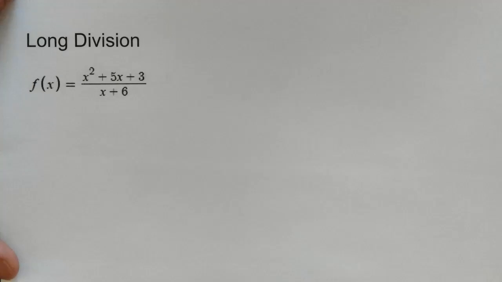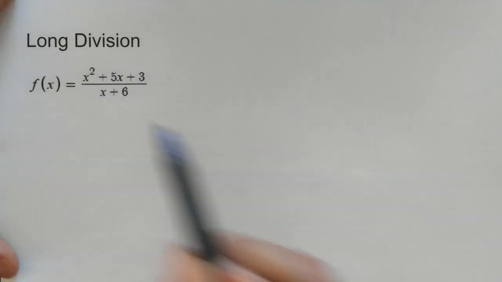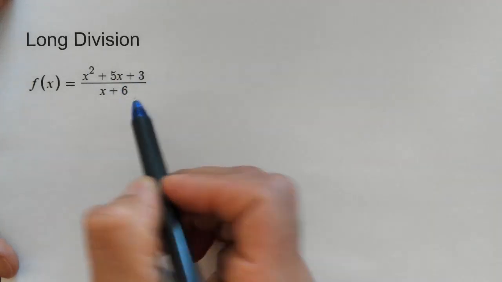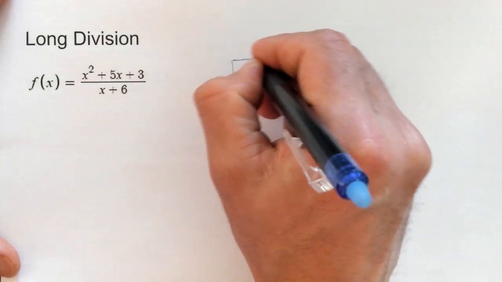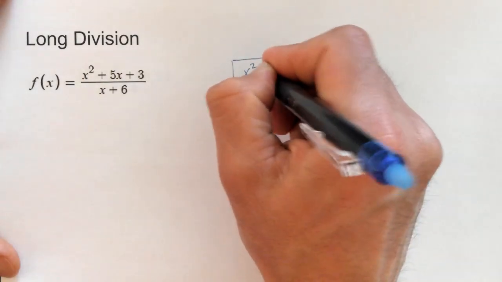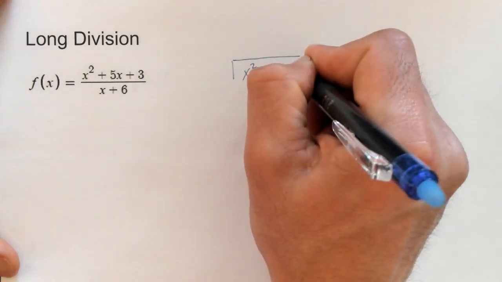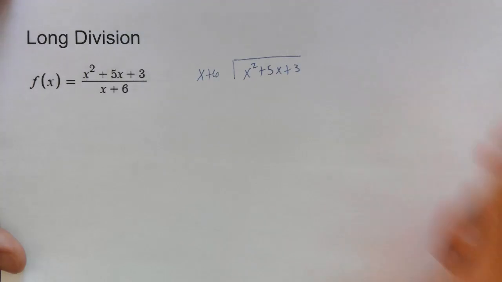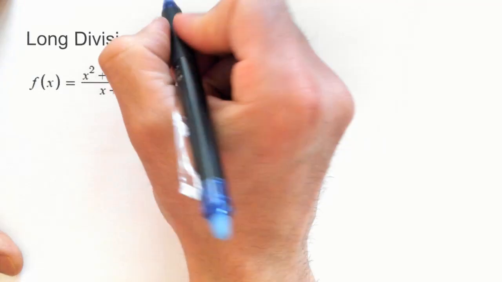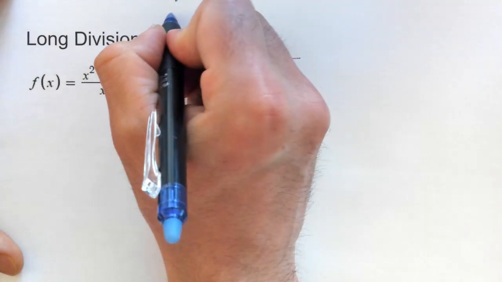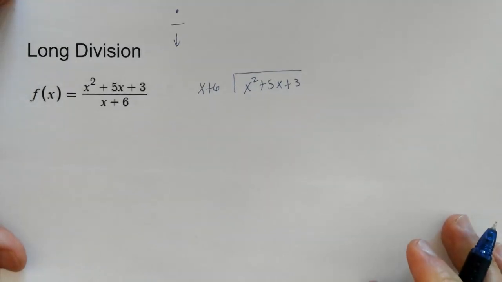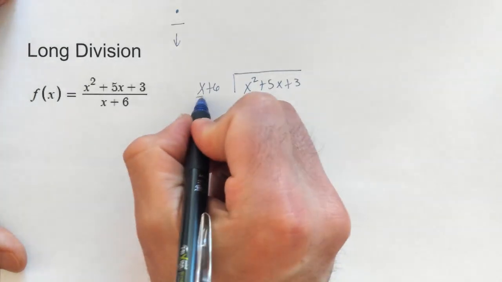So here we're dividing a quadratic by a linear expression, right? The numerator will go inside, so when you're dividing, you're going to write this as x squared plus 5x plus 3. And we're going to divide it by x plus 6. That goes on the outside. Now, if you remember, we're going to first start by multiplying, subtracting, and bringing down the next term. Those are the steps that we're going to be following. But we're only going to focus on the first term.